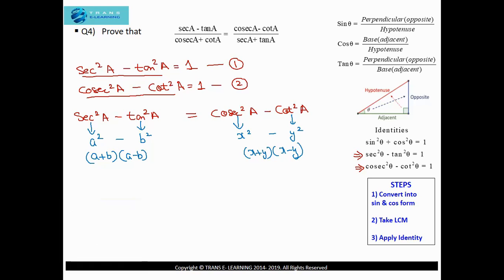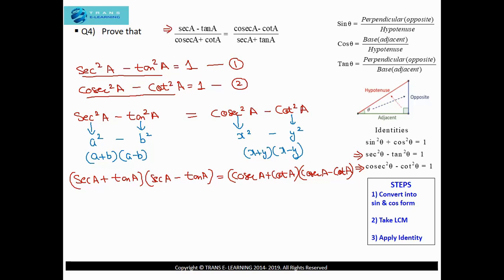So if we apply the formula here, we will get secant A plus tan A into secant A minus tan A. And on the right hand side we will get cosecant A plus cot A into cosecant A minus cot A. Now if we look at what we need to prove, in the numerator on the left hand side we have secant A minus tan A. So I'm going to write here secant A minus tan A, and in the denominator we have cosecant A plus cot A. So I'm going to bring this cosecant A plus cot A here and write it down.